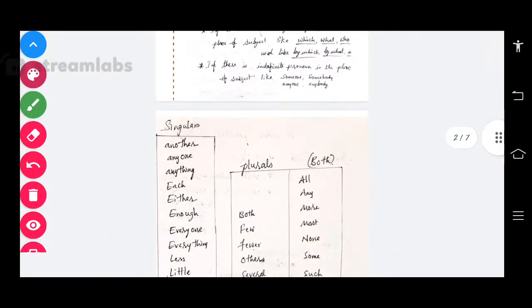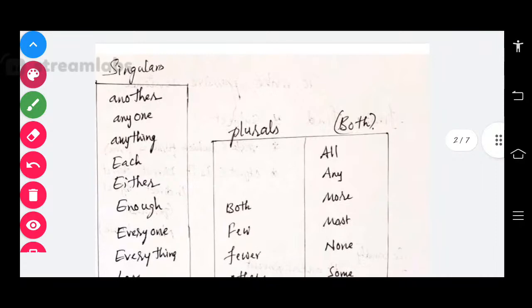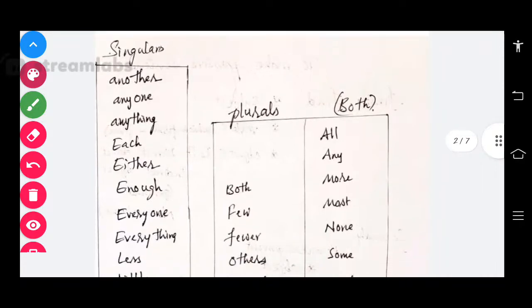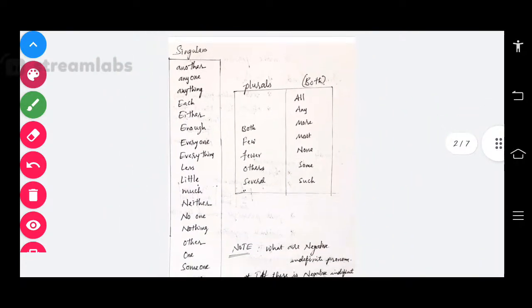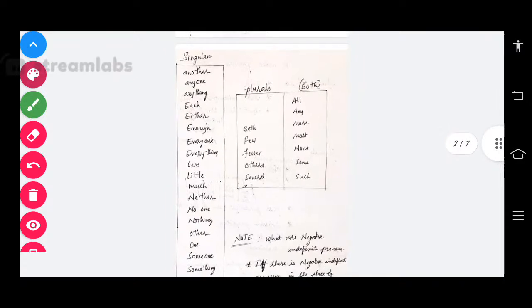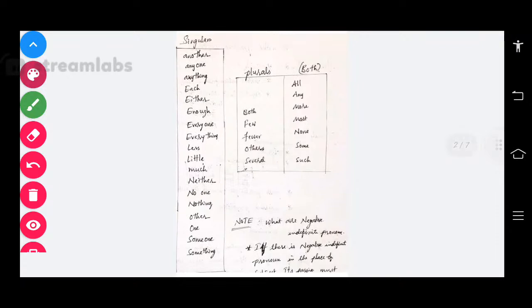Let me show you in a table. For your better understanding, I prepared them in tabular form. So these are all right here. See what is being displayed on the screen. These are nothing but indefinite pronouns. All these come under indefinite pronouns. So let us see them one by one.